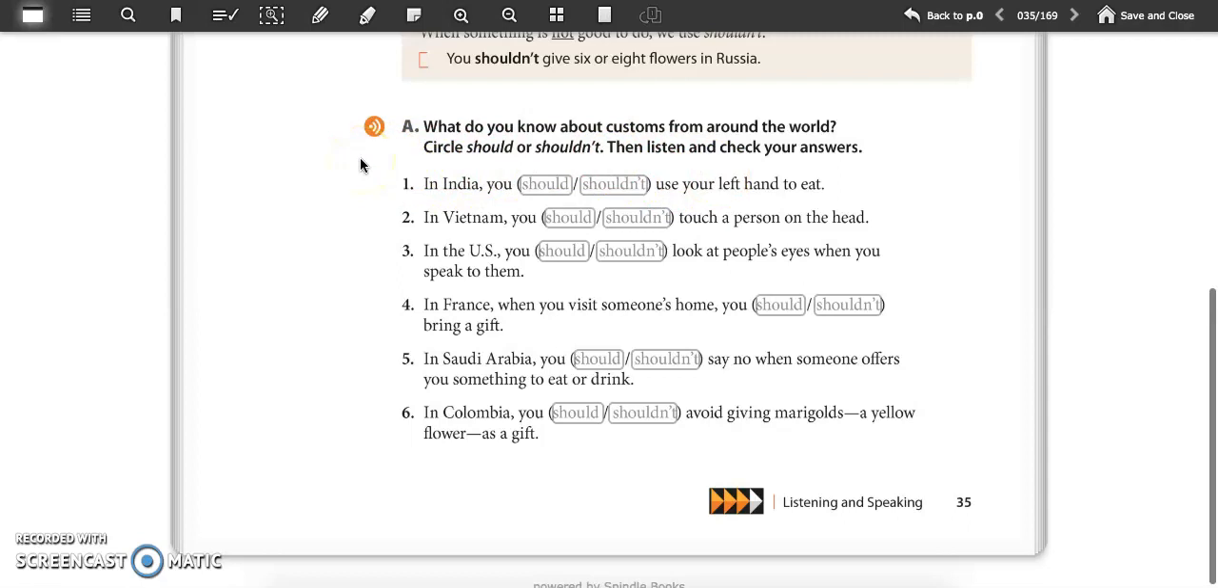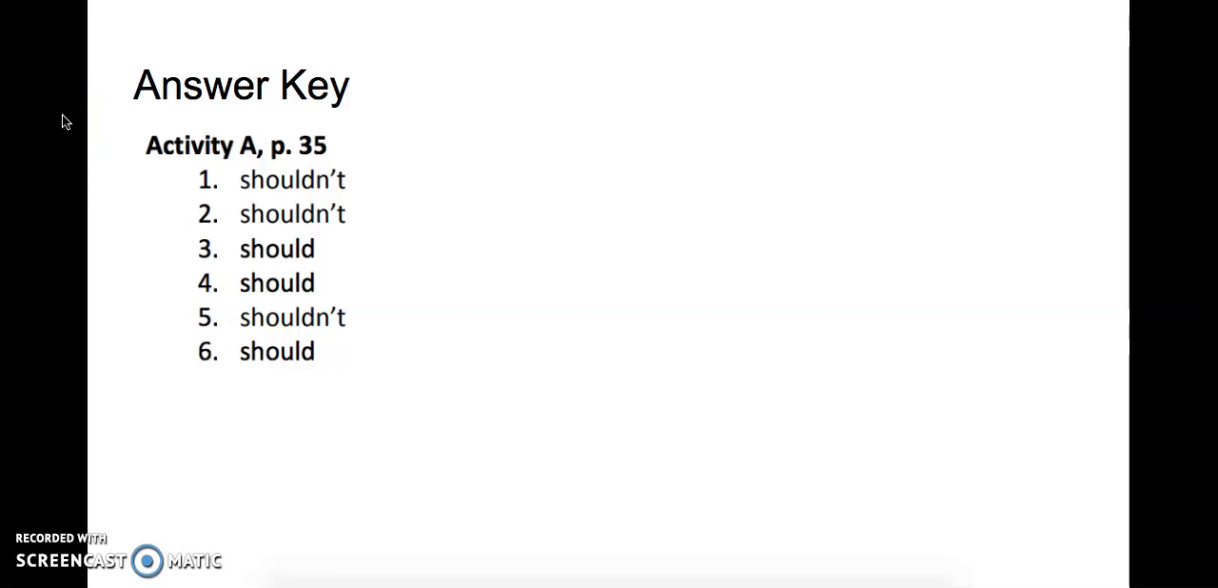Pause the video and complete this exercise. Thereafter, the answer key will be provided. Here is the answer key for Activity A, page 35. Pause the video and check your answers.